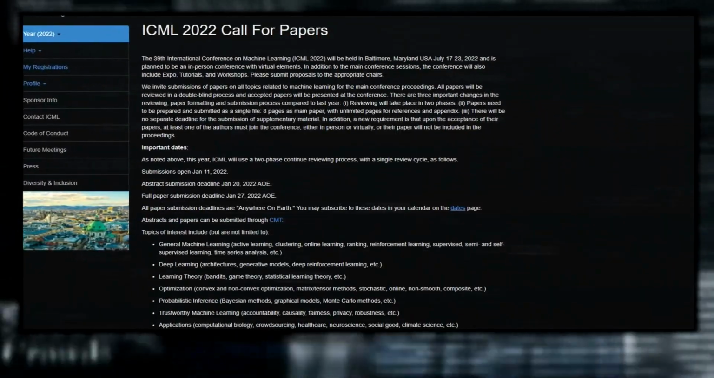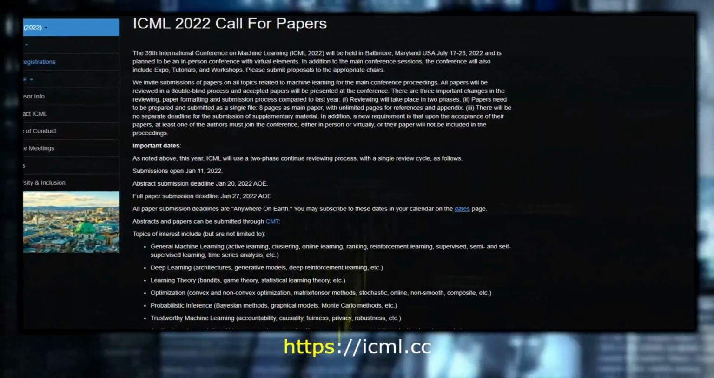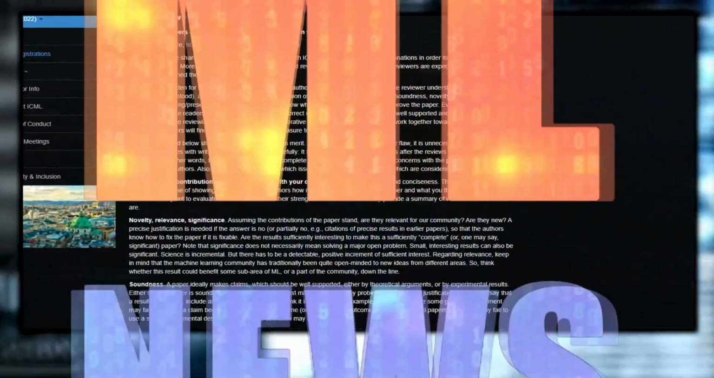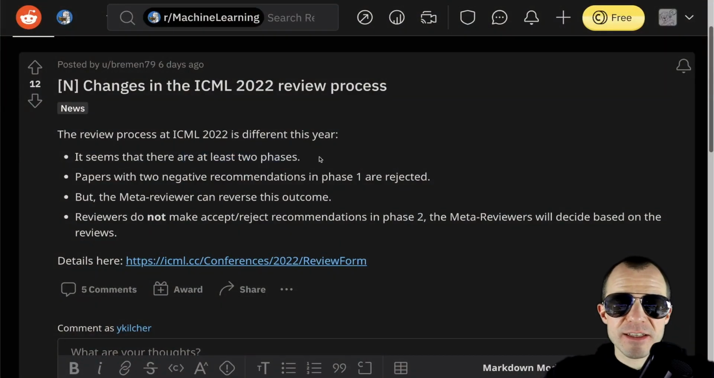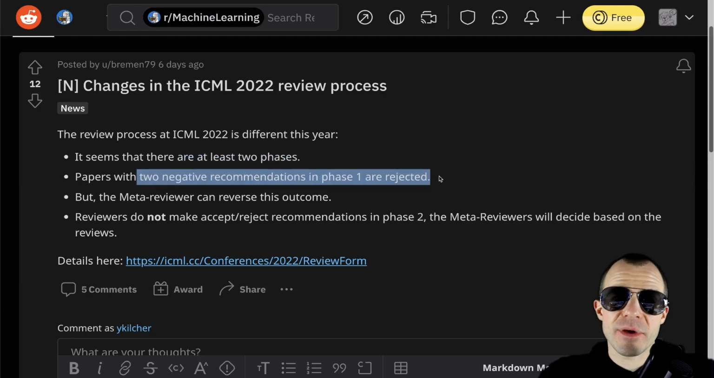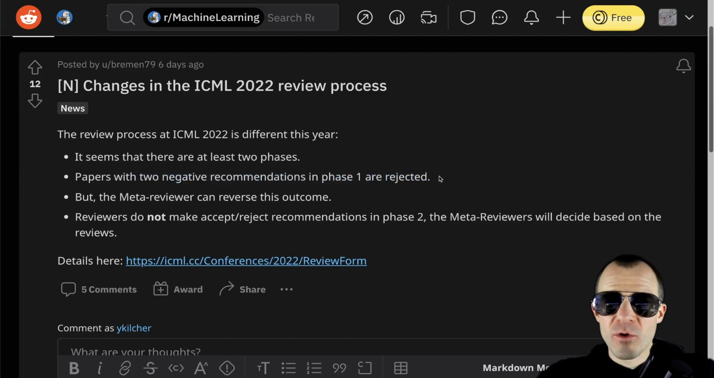User Bremen79 on Reddit says the ICML 2022 conference is changing their review process slightly. So now there are two phases. In phase 1, the reviewers just give a recommendation. If there are two recommendations that are negative for a paper in phase 1, it is already rejected. I guess this is a goal to cull down on the number of papers that have to be seriously reviewed. It's all the more important now that your paper makes a good first impression. So they say the meta reviewer can reverse this outcome.